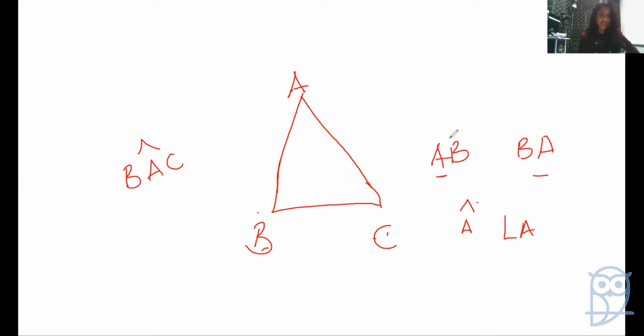Okay, so like I said, it doesn't really matter in which order you write this down. You can write AB, you can write BA, you can write CAB, BAC. At the end of the day, you're still going to work out the angles, okay? So that's basically how we call out angles.